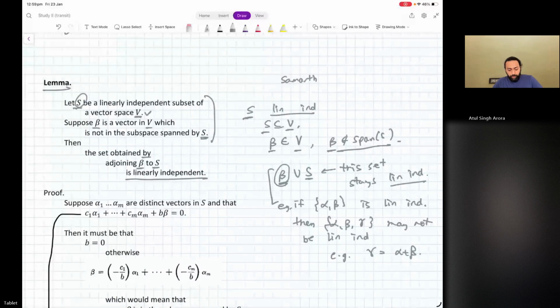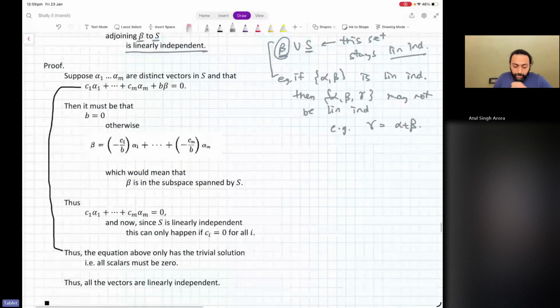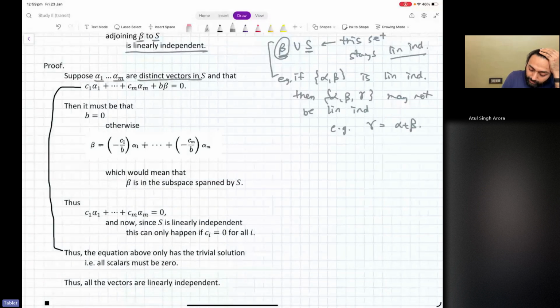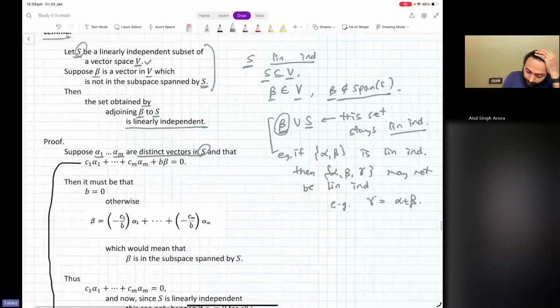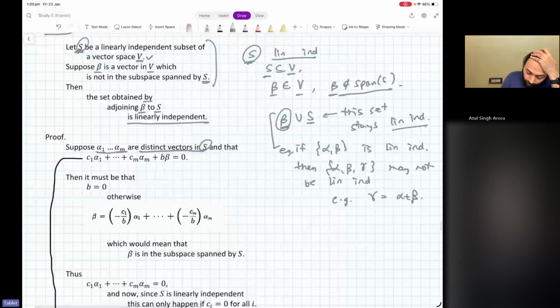Okay, so let's see if we can do the proof in the next few minutes. Suppose that alpha 1 to alpha m are distinct vectors in S. S is this subset that we started with, so suppose that these vectors are labeled alpha 1 to alpha m. And it so happens that there is some linear combination of these vectors in S and beta such that the linear combination gives you 0.